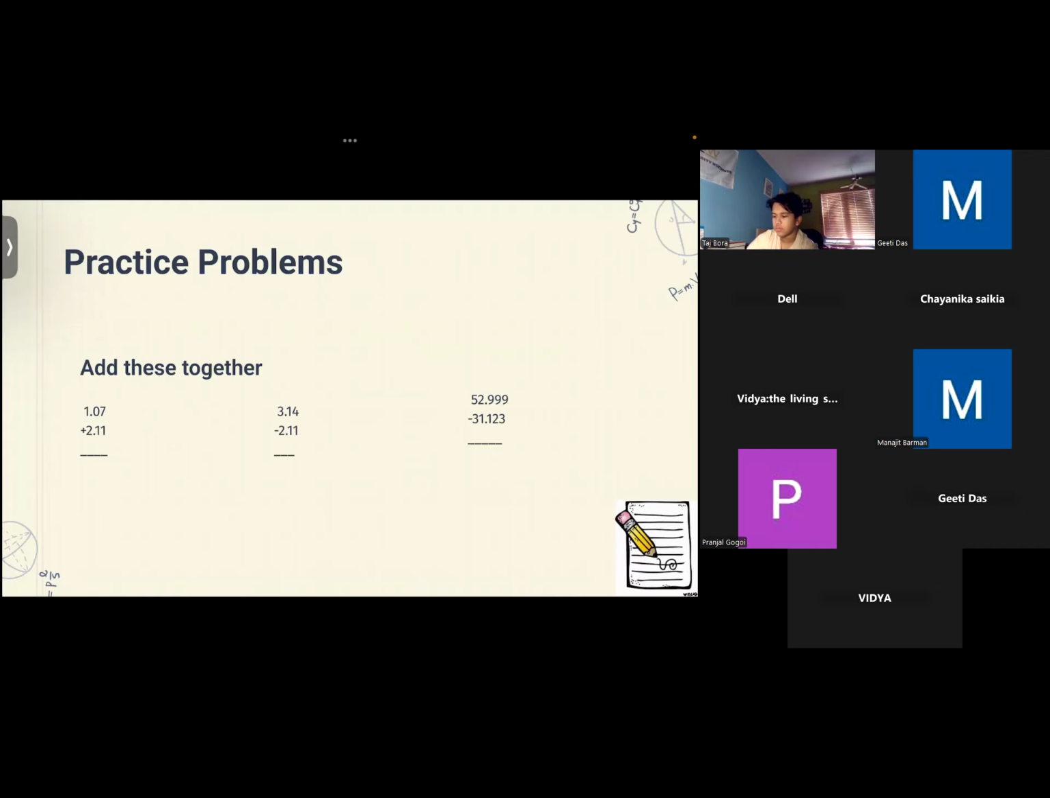So, these are some practice problems. They shouldn't be too difficult, but maybe you can do them with a group or with a partner, just in the interest of time. See if you know how to solve these. So remember, put the decimal points in the same place and then add them together. So we can take 1 to 2 minutes.